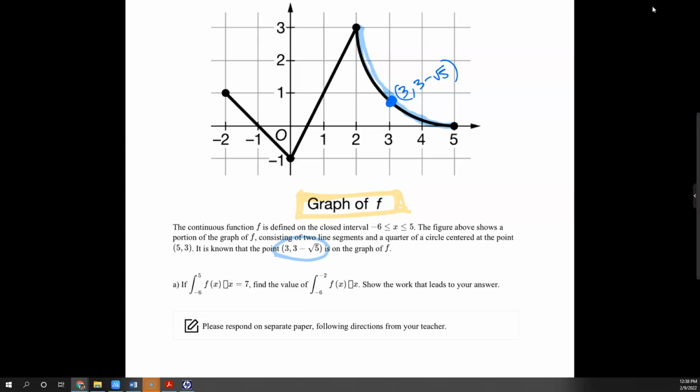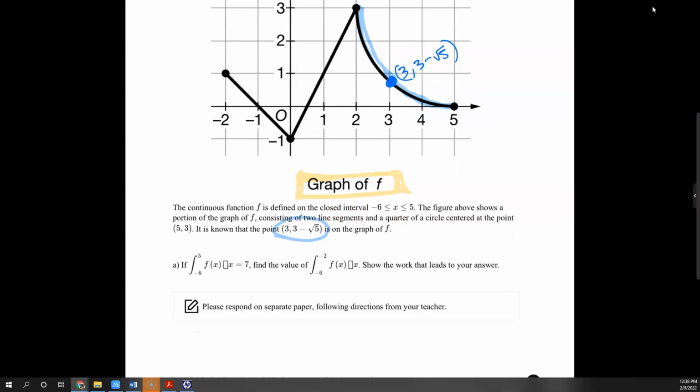And then 2 line segments, they're telling me that that's straight because it looks straight, and they're telling me that's a quarter circle. You know what that makes me think? I bet we're going to have to find an area or something. I don't know, probably. And then it's known that that's on the graph. That's a point right there. Maybe they're going to make me find a tangent line. I don't really know yet, but I'm just writing my info down.